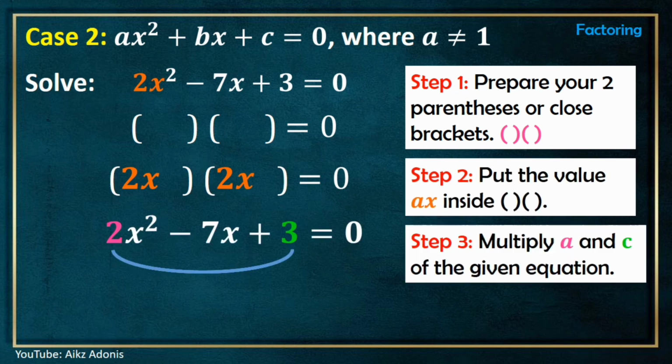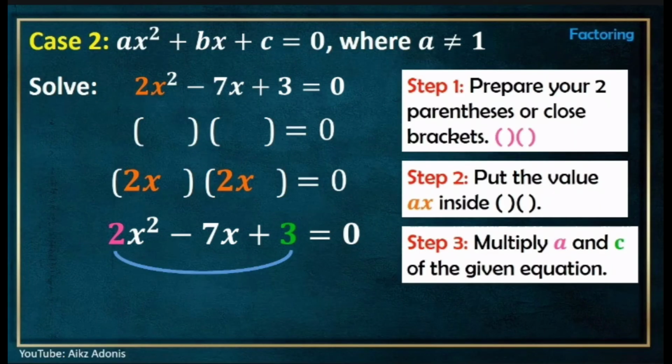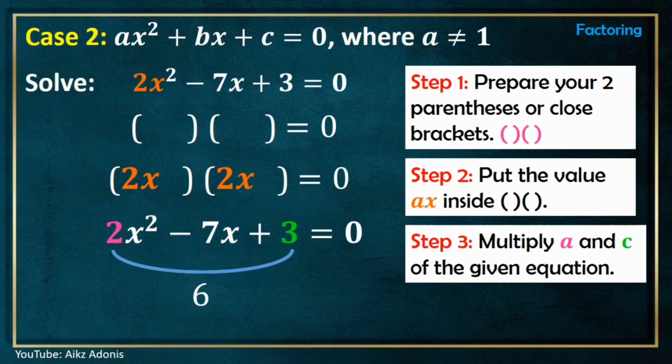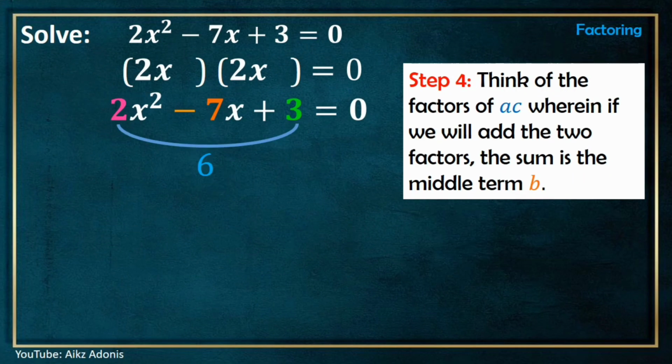Step 3. Multiply a and c of the given quadratic equation. Here, your a is equal to 2 and your c is equal to 3. So, if we will multiply 2 and 3, the product is 6. Step 4. Think of the factors of AC or 6, wherein if you will add the two factors, the sum is the middle term or B.